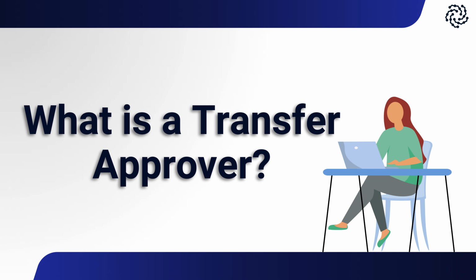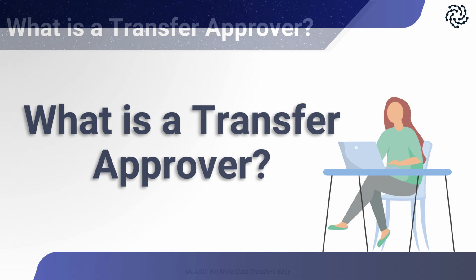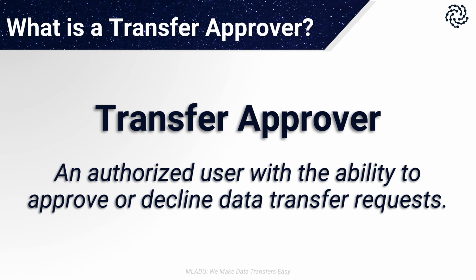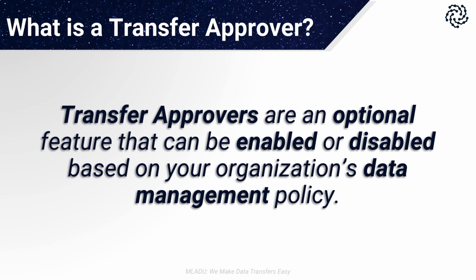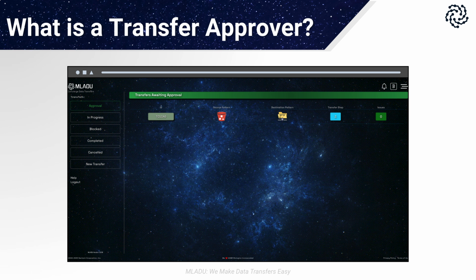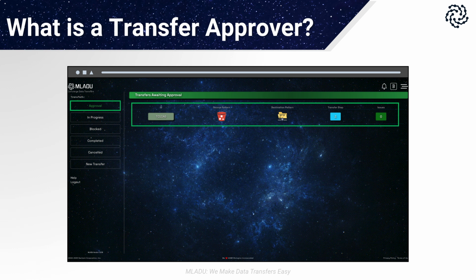Before we begin, let's briefly take a look at what a transfer approver is and how it relates to your MLADU data transfer request. A transfer approver is a user that is authorized to approve or decline your organization's data transfer requests. Transfer approvers are an optional feature that can be enabled or disabled based on your organization's data management policy. If approvers are part of your organization's workflow, a transfer approver must first approve the data transfer request before the MLADU Concierge team may proceed with the transfer.